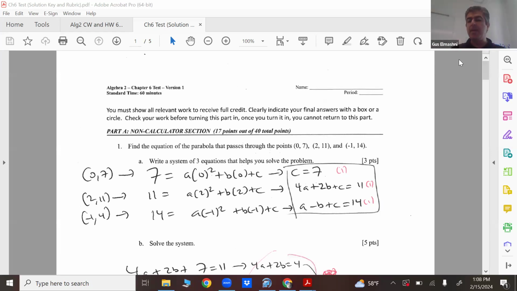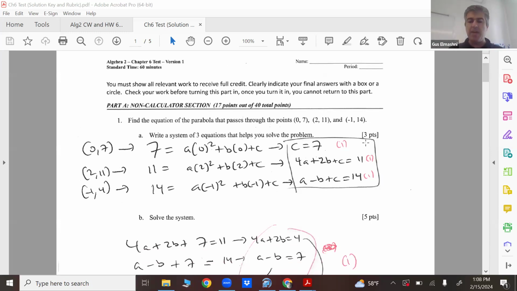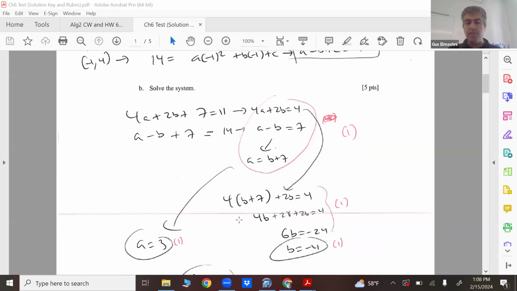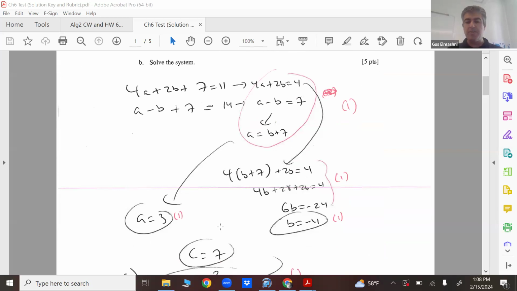And then you get a minus b plus c equals 14 when you plug in 1 and 14 for x and y respectively. Of course, c is 7, so now you got even simpler equations. 4a plus 2b equals 4, a minus b equals 7 when you replace c with 7 in both those equations. And then you can substitute. You can say a equals b plus 7, substitute into 4a plus 2b equals 4, work it out, b is negative 4. Once you get that, a equals 3, c is 7.